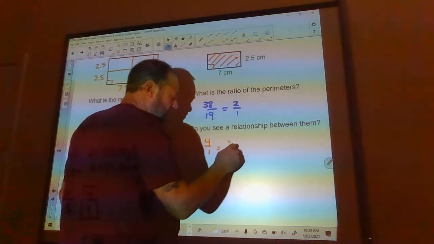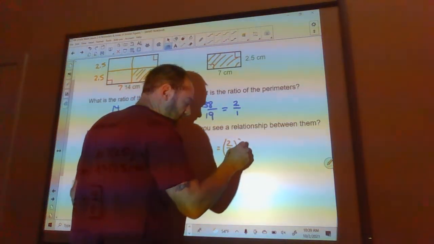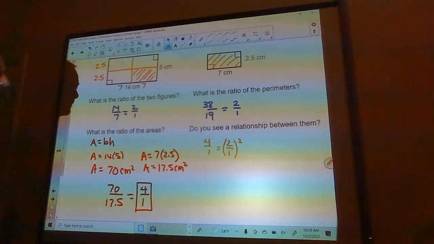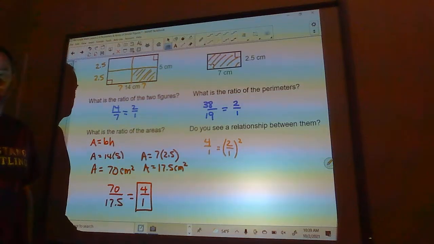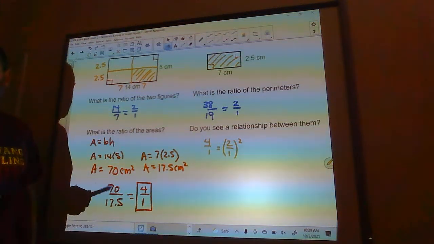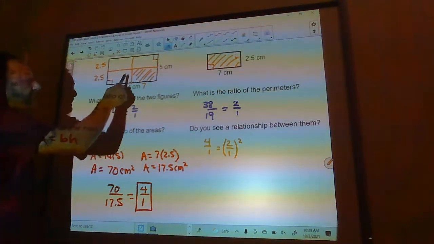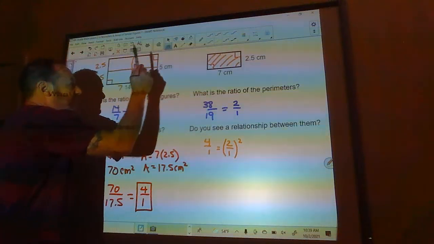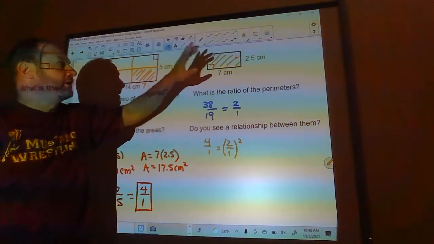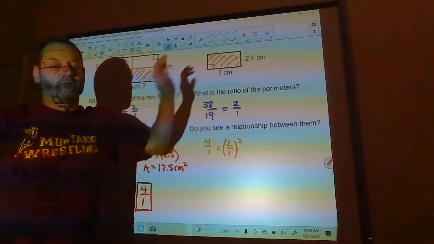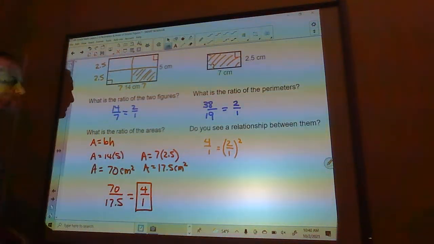And you can get that from this, okay, or from this. That's just 2 over 1 squared. Okay, so whatever the ratio between the two figures is, the ratio of the areas will be that squared. So if this was 3 times bigger than this, the area would be 9 times bigger than this. If this was 4 times bigger than this one, the area would be 16 times bigger than this. Okay?